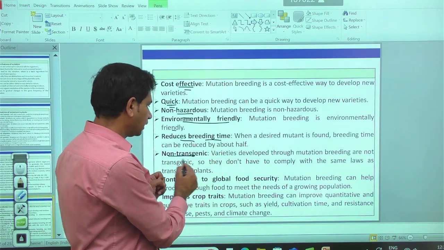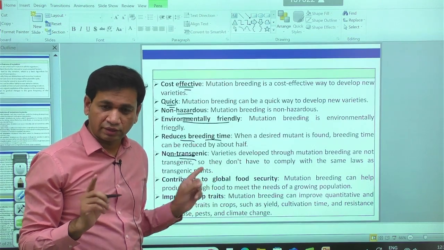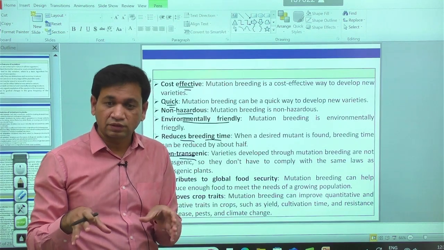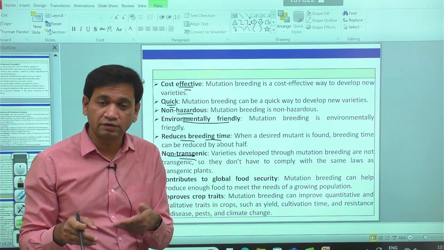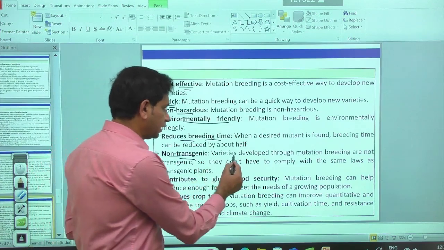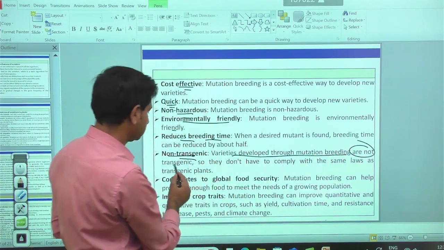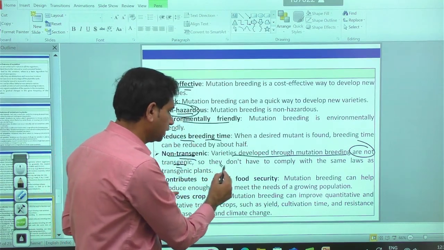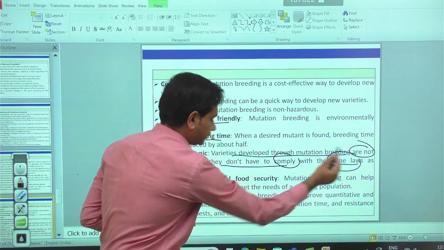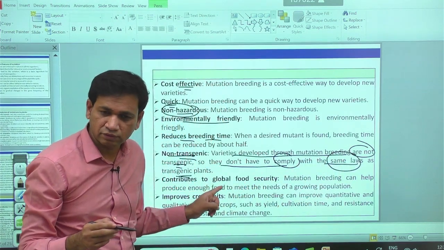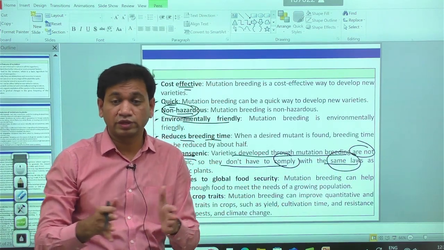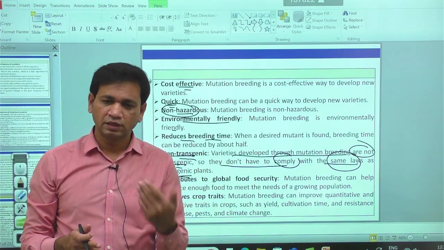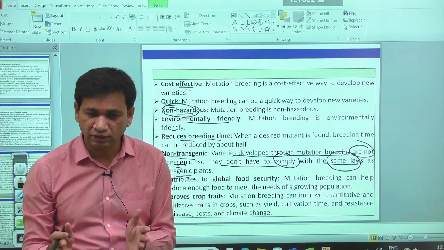Then they are called non-transgenic. Is it transgenic or non-transgenic? Non-transgenic. In the case of transgenic crops, standard guidelines apply for releasing any variety for commercial purposes. Varieties developed through mutation breeding are not transgenic, so they are non-hazardous in nature. They don't have to comply with the same laws as transgenic plants, where standard scrutiny applies. In mutation breeding, it is an easy process to implement the variety at the commercial level.